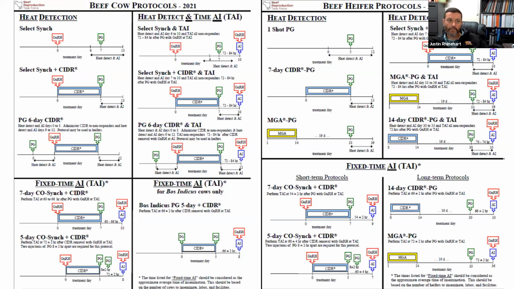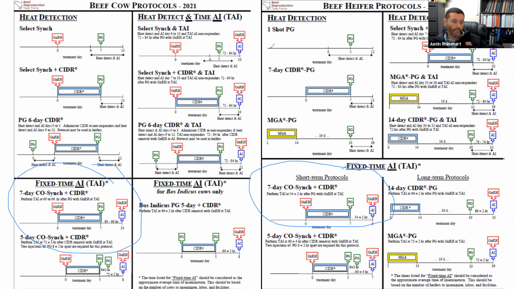The protocols that I prefer for cows are, well, I'll say that for a lot of years until the 7-7 came out, I just used the 7-day co-sync plus cedar. So that would be on cows on the left of your screen. If you look at fixed time AI, so it's the lower left quadrant, 7-day co-sync plus cedar. That's the protocol I use for time to AI and cows quite a bit. I think that's on the heifer side there, Courtney, but I like it on heifers as well.